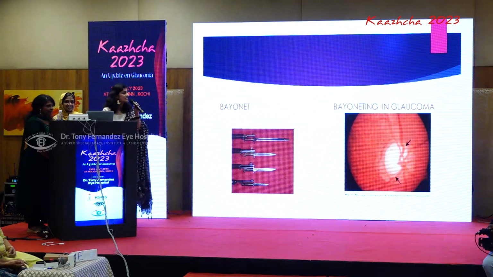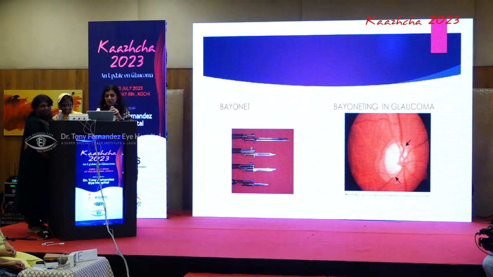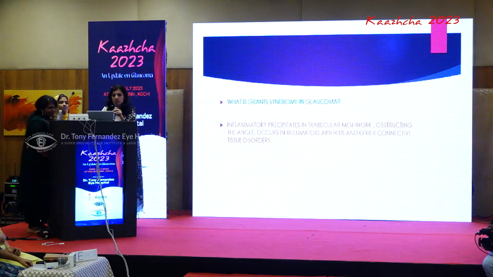This is a bayonet sign in glaucoma. Bayonet is a rifle and a sword together. And what is Grant syndrome in glaucoma? These are inflammatory precipitates that are present in trabecular meshwork, a type of inflammatory glaucoma. Okay, to team B.